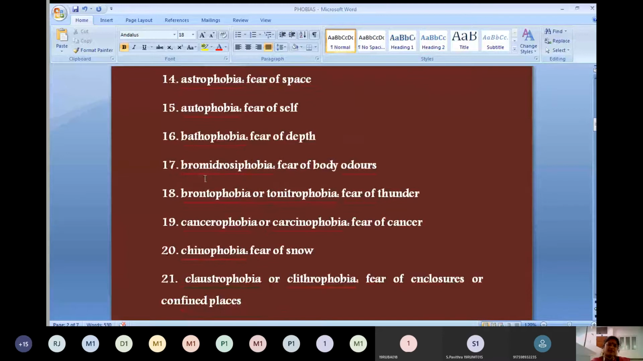Brahmidrosephobia. Then fear of thunder, Brantophobia or Tonitrophobia.